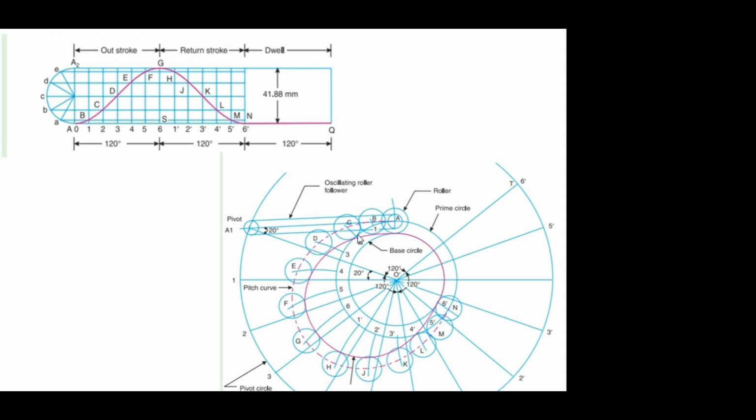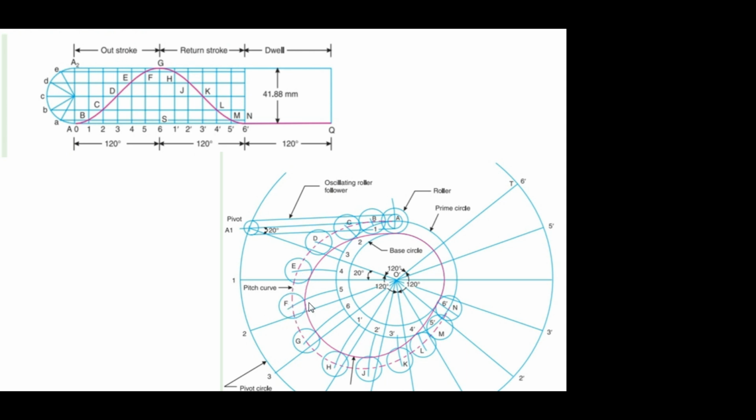Now taking B, C, D, E, F, all these points as a center of roller, draw the rollers. As at the initial position, base circle of cam touches the roller. For all the next positions, touching all the rollers, draw the smooth curve. It will give you the cam profile for the given data.